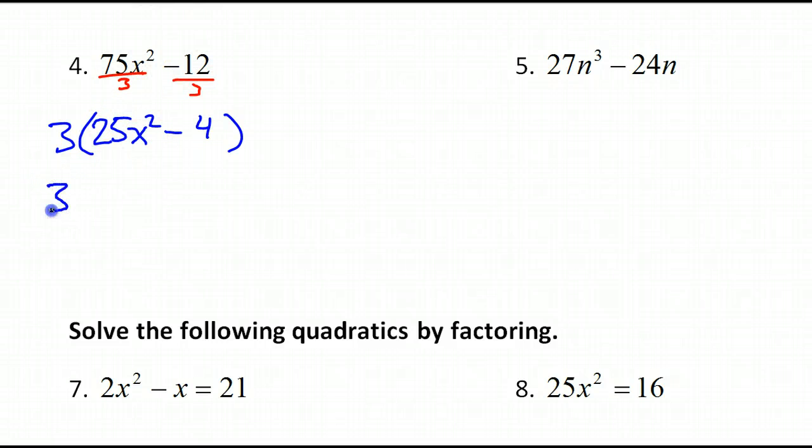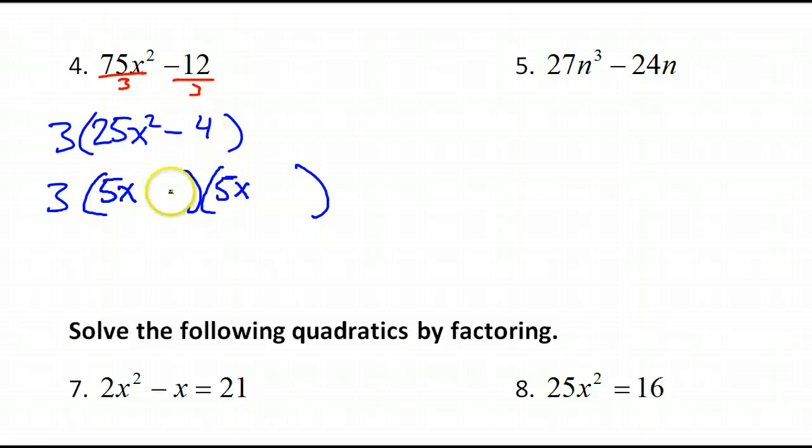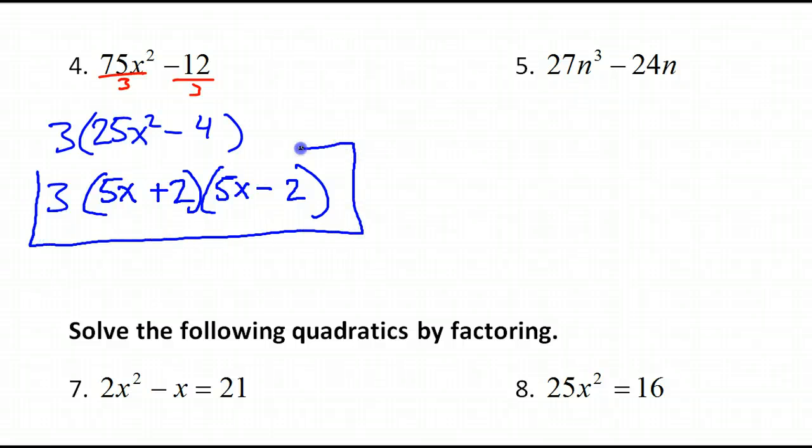So we will keep this 3 and we will continue to factor this stuff. So the difference of two squares should be quick and easy. You split these right down the middle. This is 5x and 5x. And 4 is going to be 2 times 2. It's always the even split for the difference of two squares, and it's always positive, negative. Those should be your favorite because they're so quick and easy. So that would be it for number 4.